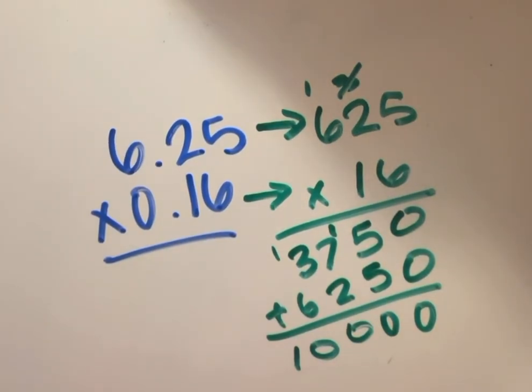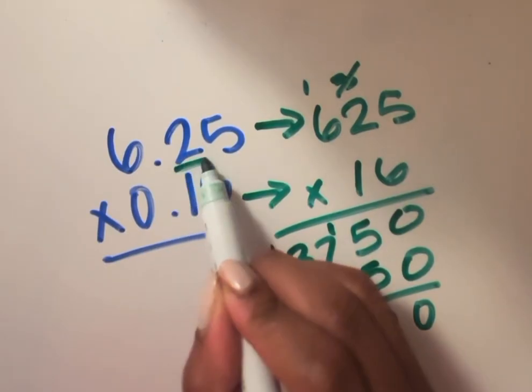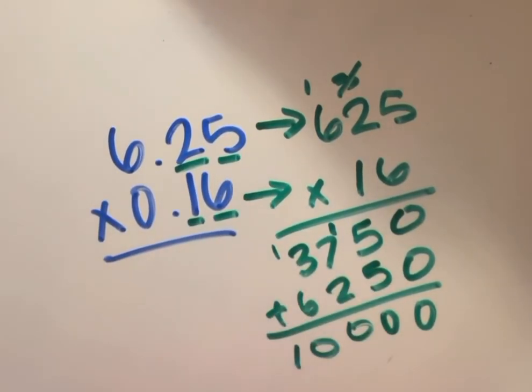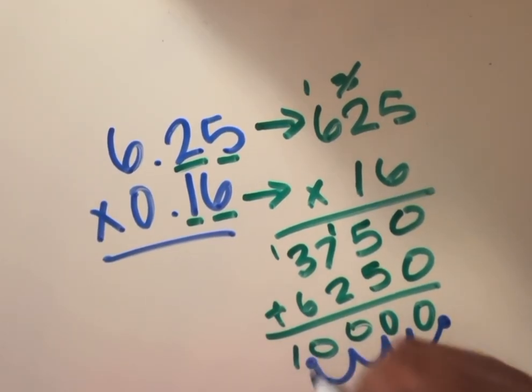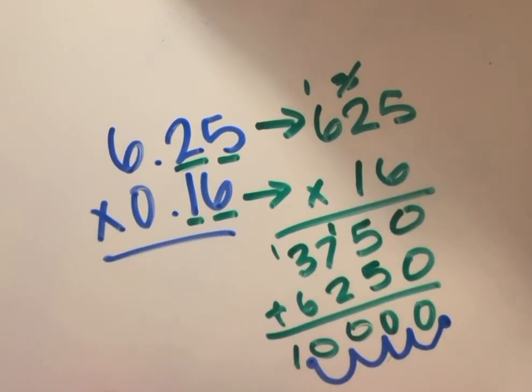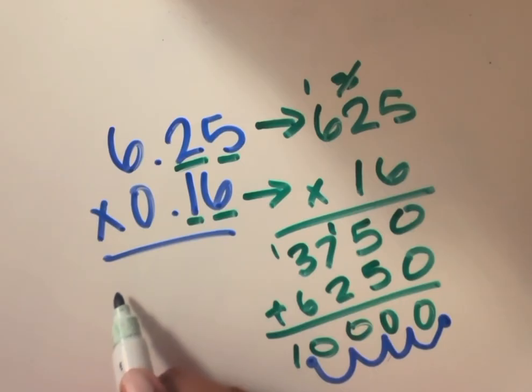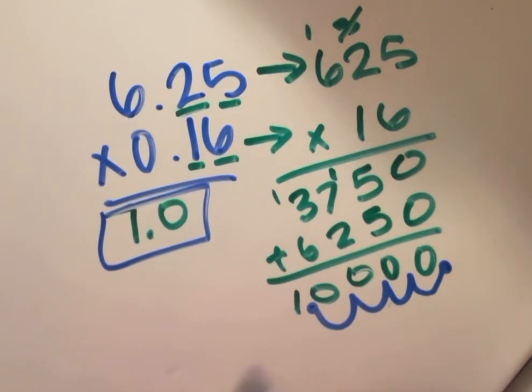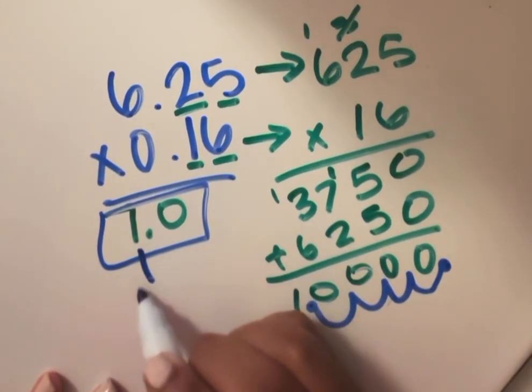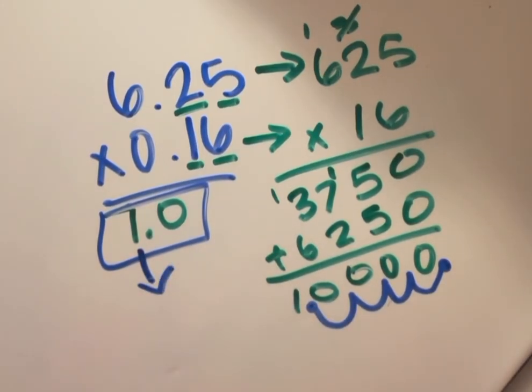So we're going to go over here and see how many place values we have to the right of our decimal. We have 1, 2, 3, 4. So that means we're going to move our decimal to the left 4 times. 1, 2, 3, 4. So then our answer for 6.25 times 0.16 would just be 1.0. And 1.0 is literally just 1.